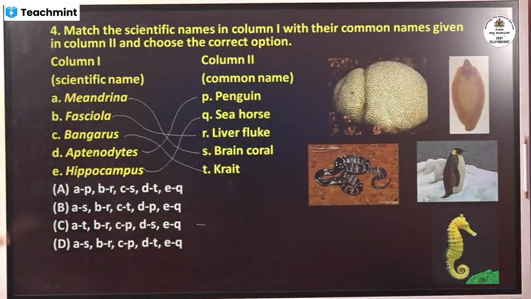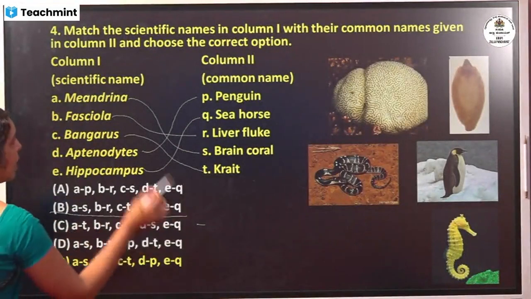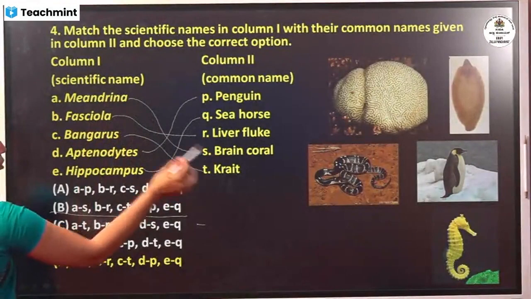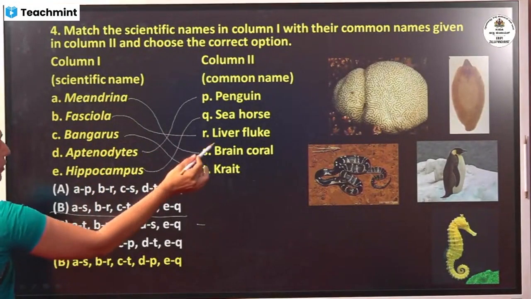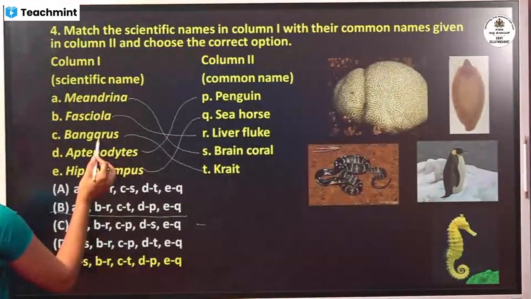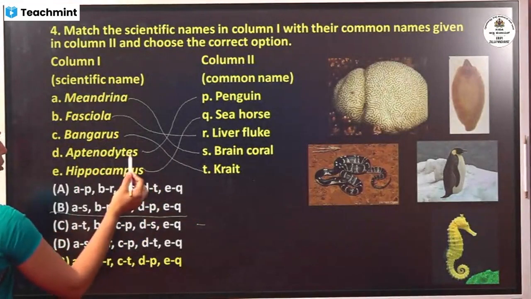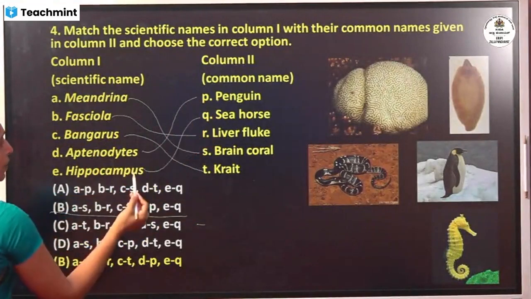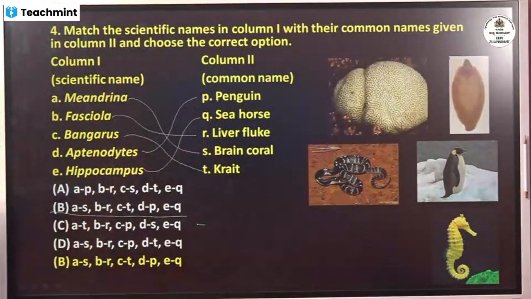So where do you have this? Options. So the right answer over here is B, wherein we have Meandrina, brain coral, Fasciola, liver fluke, Bungarus, which is krait, Aptenodytes, which is penguin, and we have Hippocampus, which is seahorse. So the right option over here is B.